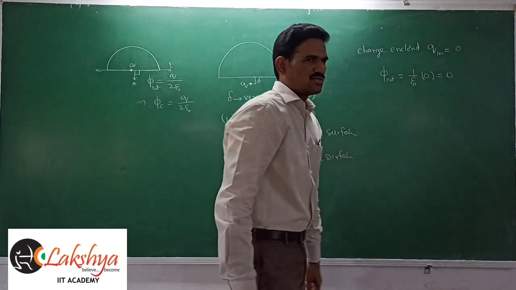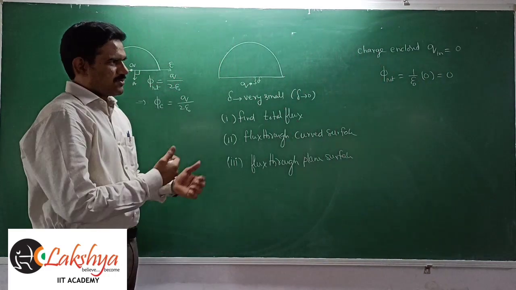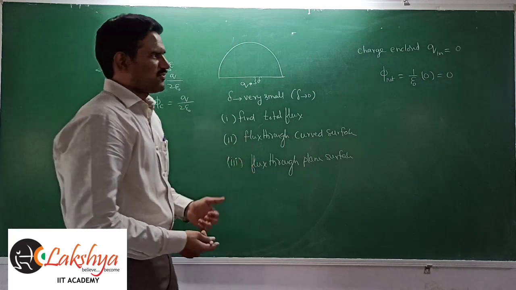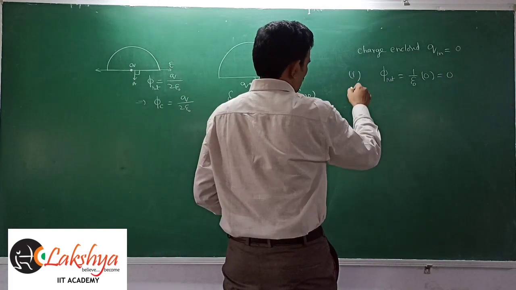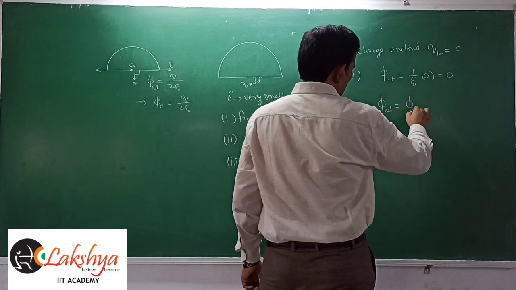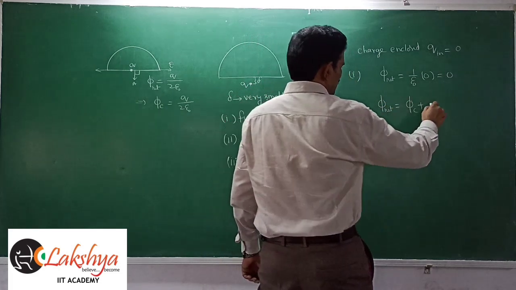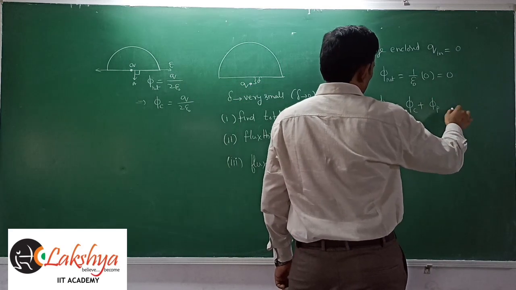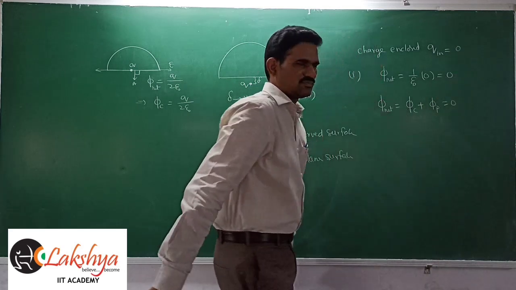So from the previous examples, as the total flux is 0, this is our answer for the first question. Now, as the total flux is 0, we can write it as the flux through the curved surface plus the flux through the plane surface. This value is equal to 0, right? Let it be equation 1.